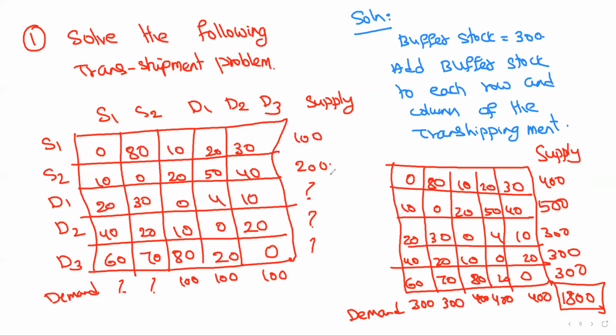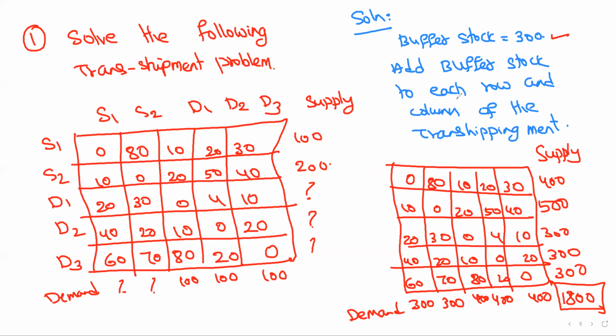Here, supply 100 plus 100, 200 is there. Demand also 100 plus 100 plus 100, 300 is there. So here supply we have 300, demand we have 300. Still, some supplies are left, some demands are left. This value is known as buffer stock. What is the buffer stock here? 300.